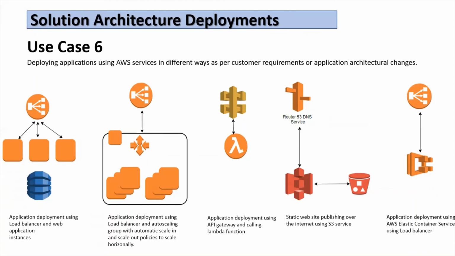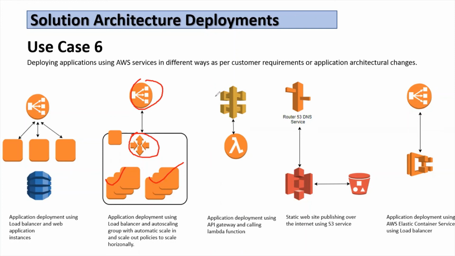So the first one is using a load balancer and balancing the traffic between different instances, and then the instances are accessing the database. And this one is using a load balancer, and then we are using an auto scaling group for scale in and scale out policies automatically. This will be done all automatically, and we are scaling horizontally in this.